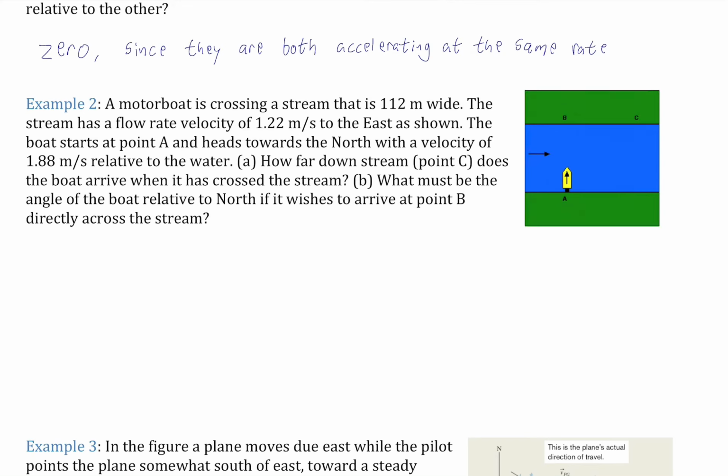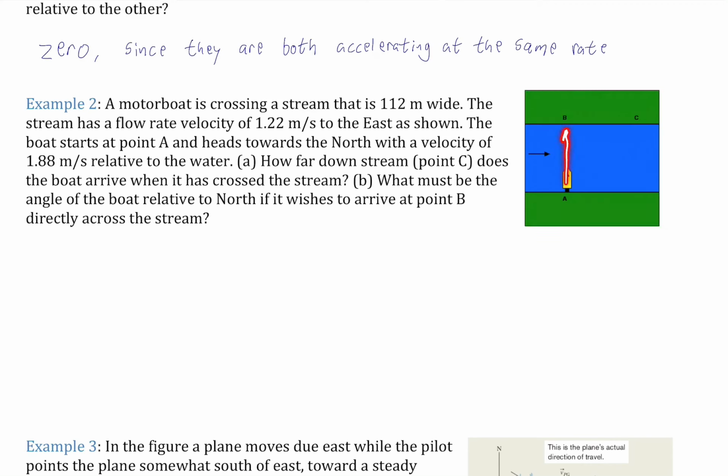Anyway, a motorboat is crossing a stream that is 112 meters wide. The stream has a flow rate velocity of 1.22 meters per second to the east as shown. The boat starts at point A and heads towards the north with a velocity of 1.88 meters per second, so faster than the river, in a different direction. And that velocity is relative to the water. How far down the stream, point C, does the boat arrive when it has crossed the stream? Because it's going to get pulled downstream.